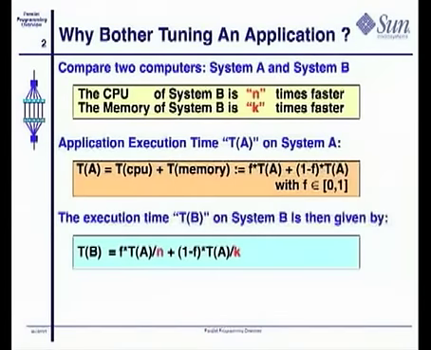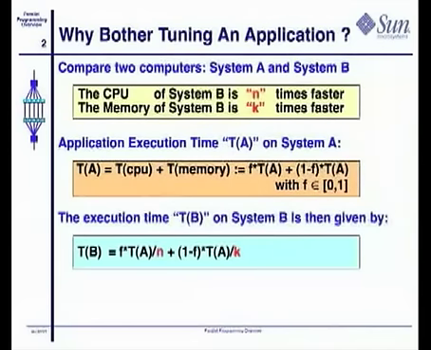With that model, I can very easily estimate what the new time will be on my system B. Because the CPU part scaled with a factor of n, so I have to divide that time by n, and the memory part scaled by a factor of k, so I divide that time by k. That gives me a formula for the performance on system B in terms of n, k, and f. So I have 3 parameters.